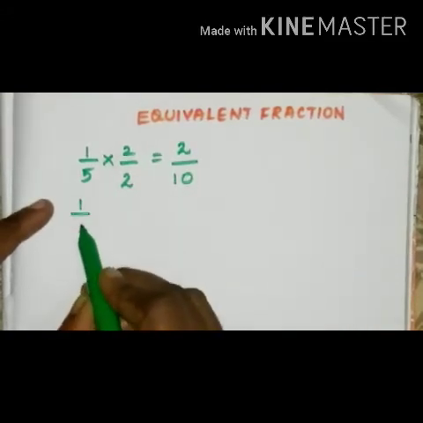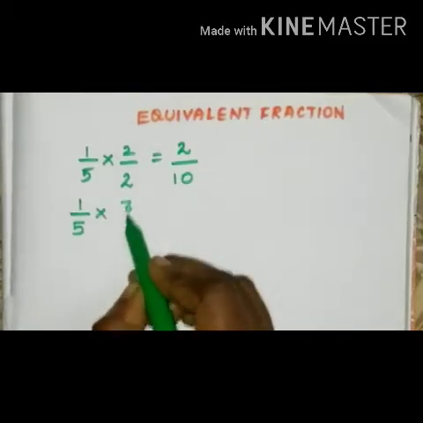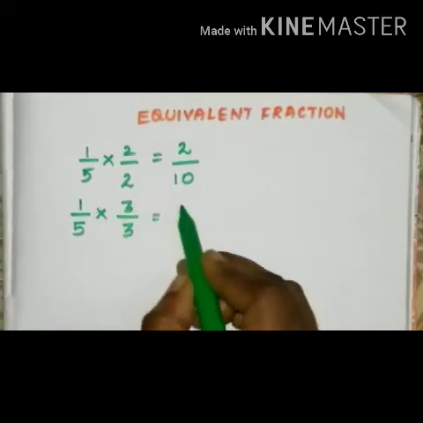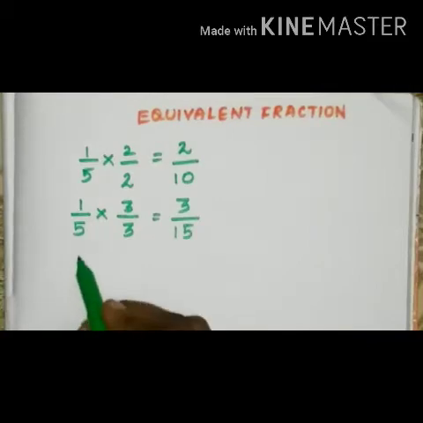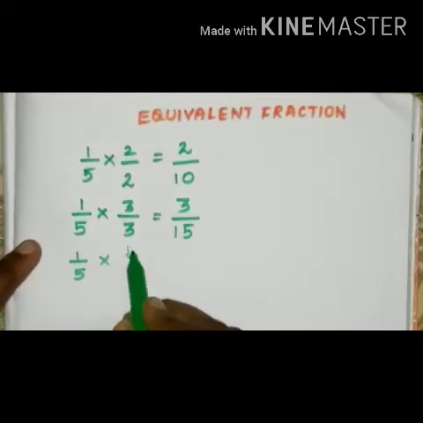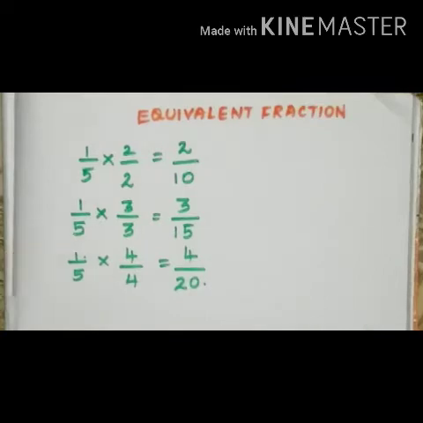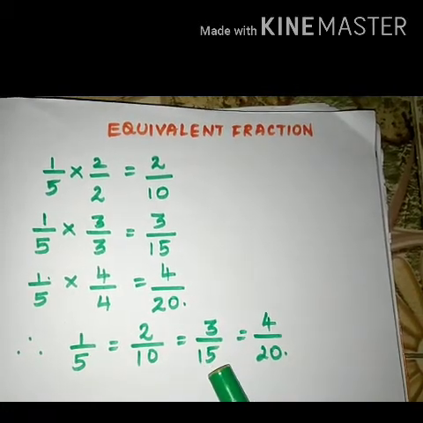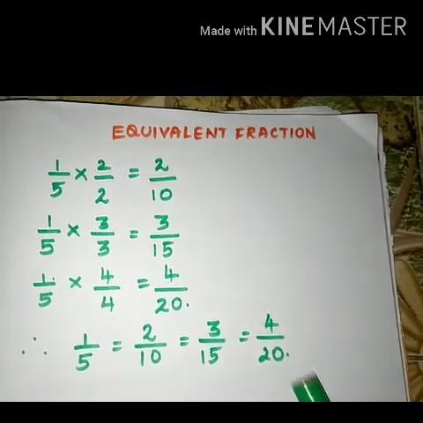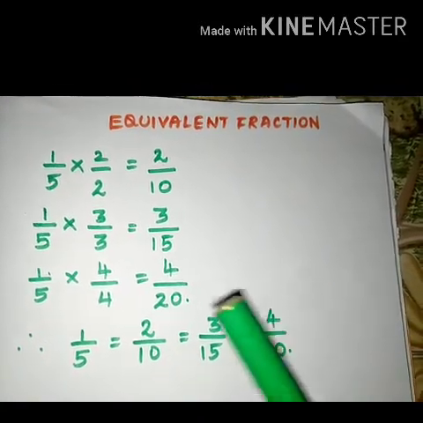Then, to find the second equivalent fraction, you have to multiply by 3. 1 threes are 3, 5 threes are 15. To find the third equivalent fraction, you have to multiply by 4. 1 fours are 4, 5 fours are 20. Therefore, we conclude 1 by 5 is equal to 2 by 10 is equal to 3 by 15 is equal to 4 by 20.